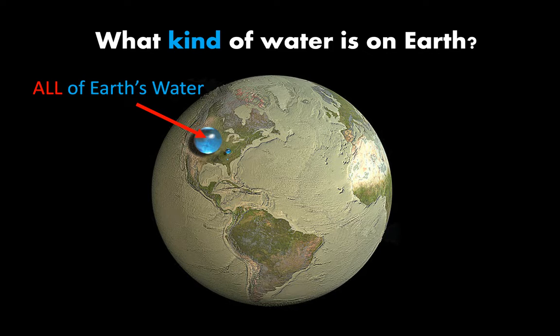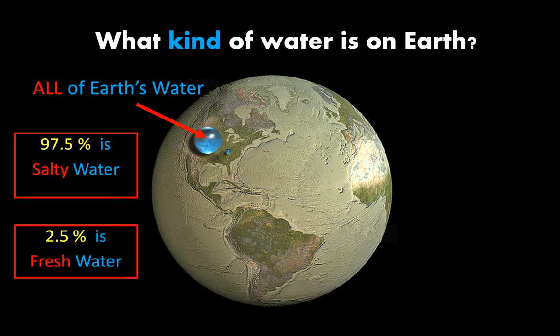So this image is one that always kind of stops me in my tracks. When we think about what kind of water is on Earth, we have three different blobs of water here, if you will, or water drops. So this first and largest represents all of Earth's water. And somewhere between 97 and 98% of that is salt water. Only 2.5% is fresh water.